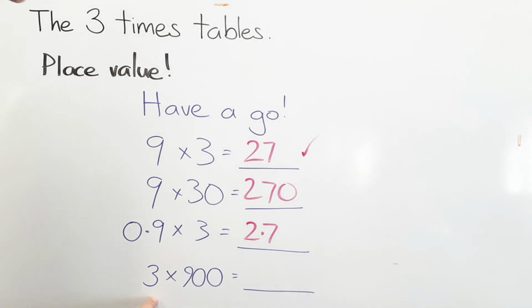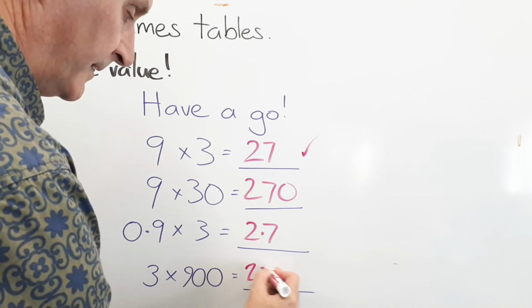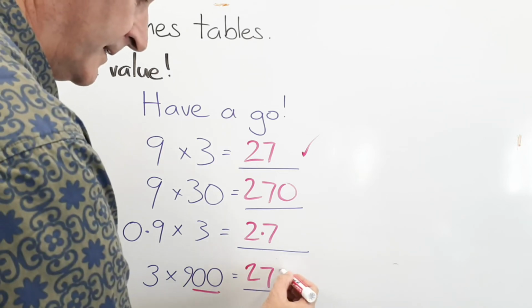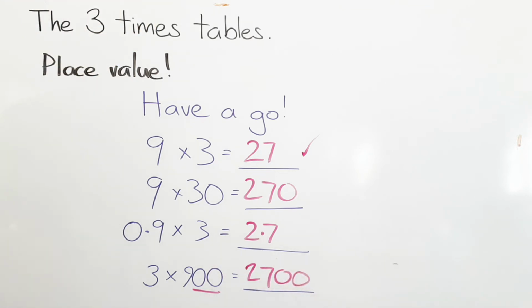Then 3 times 900. Well, the basic fact is still the same. It's 27. We'll make sure that we've got the same amount of zeros there. It'll be 2,700 in total. How did you go? Hopefully it worked out okay for you.